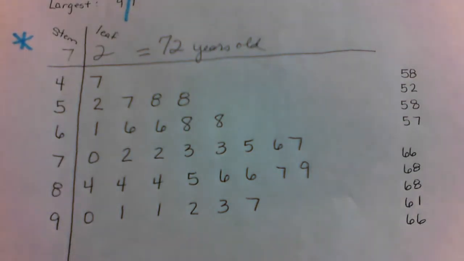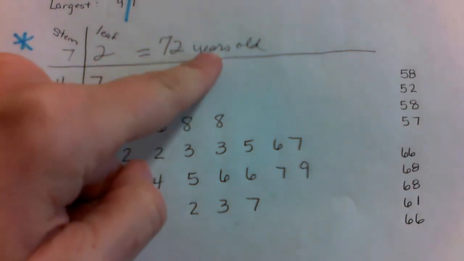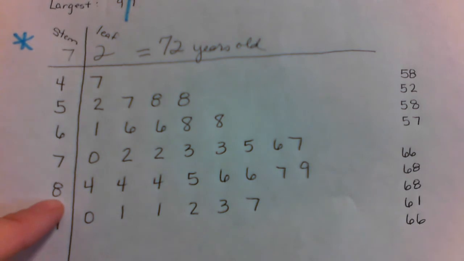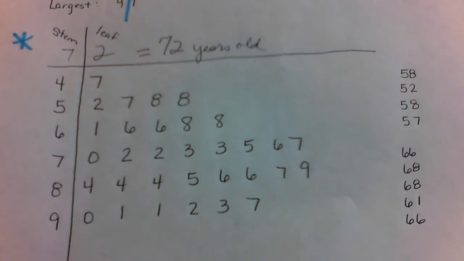So now that I have this scale, realizing that this represents 72 years old, I can come down here and go, oh, 85. Somebody lived to be 85 years old. Oh, 90. That would mean someone lived to be 90 years old. So that's how you create a stem and leaf.